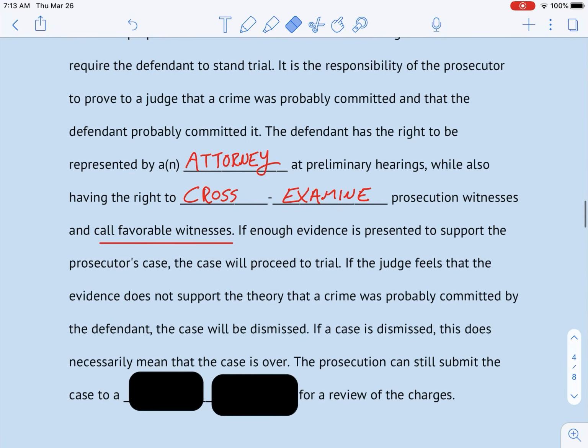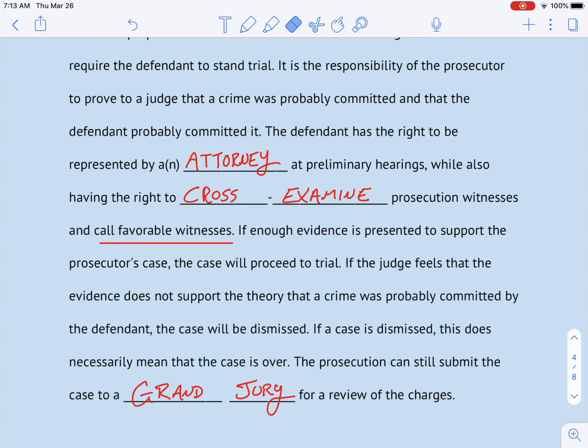If enough evidence is presented to support the prosecutor's case, the case will proceed to trial. If the judge feels that the evidence does not support the theory that a crime was probably committed by the defendant, the case will then be dismissed. If the case is dismissed, this doesn't necessarily mean that the case is over. The prosecution can still possibly submit the case to a grand jury for a review of any charges.